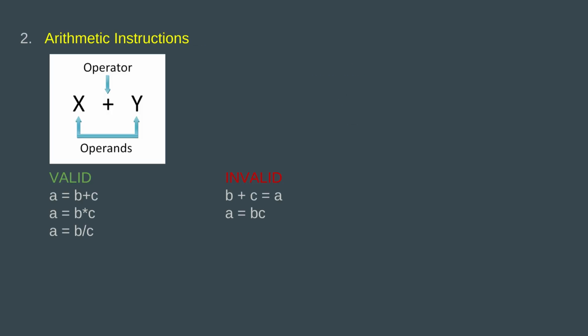The next type of instructions which exist in C are arithmetic instructions. All kinds of mathematical operations performed are under this category. Here, if we look at the example of an addition operation, A and B are the operands and the plus symbol used between them is the operator. So, operator is the symbol which tells what operation we are going to perform. Here are some valid and invalid arithmetic instructions for you to refer.